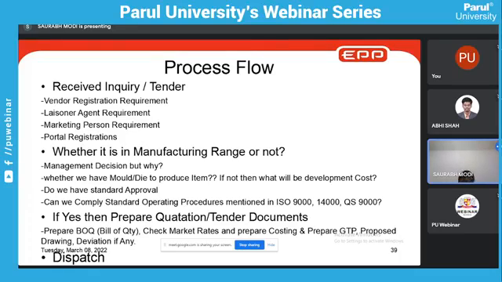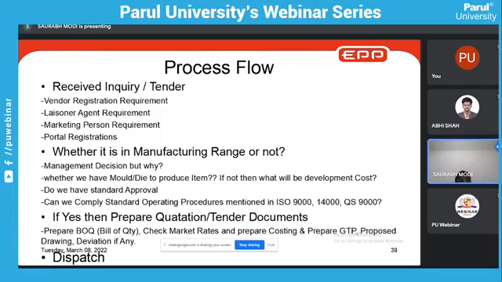To receive the inquiry, you should have a vendor registration. You may need a licensor agent, a marketing person, and a portal registration. Until we are registered, we will not receive the inquiry, and if we do not receive the inquiry, there is no case that we can receive the order. So vendor registration is where you submit all your commercial documents, technical documents, manufacturing facilities, and capabilities. The government board will check it, and if it is found satisfactory, they will issue you a vendor registration certificate saying okay, you can supply to us.